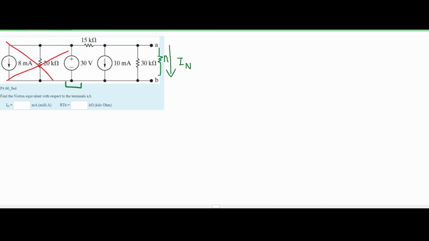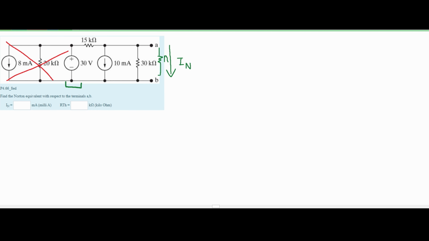What I could do, if these were both currents, I could add them together, and then 15 kilo ohms and 30 kilo ohms would be in parallel, and I can use the parallel resistor formula to combine those. And actually, I can do that. So using 4.9 source transformations that's linked below in the notes, we can see that we can convert this voltage and resistor that is in series into a current and resistor in parallel.